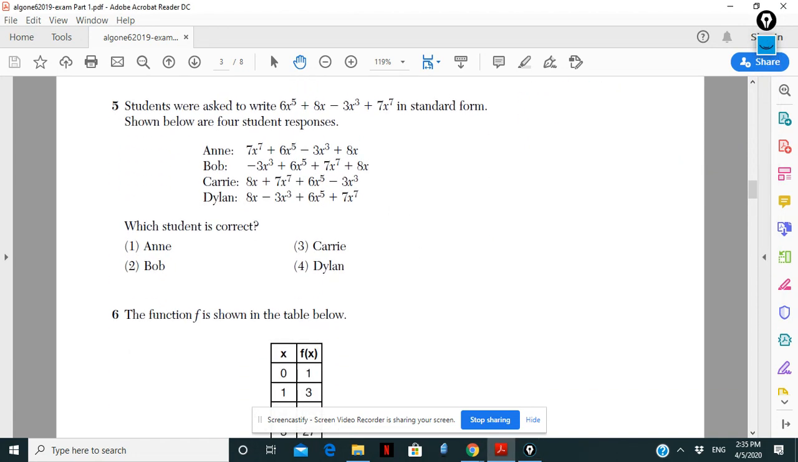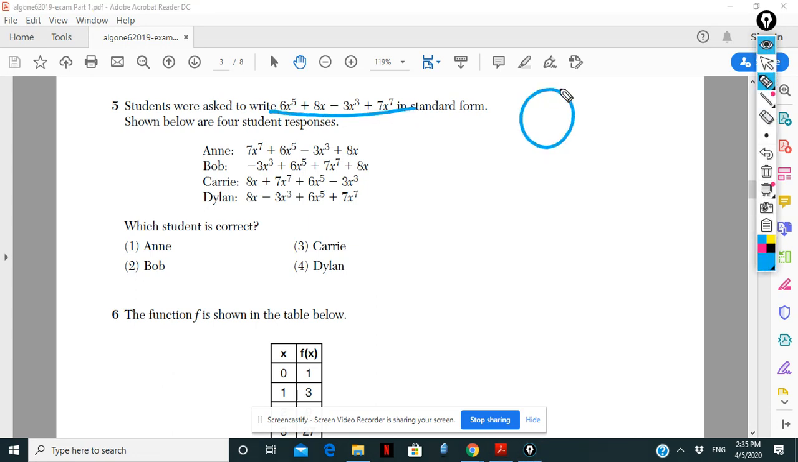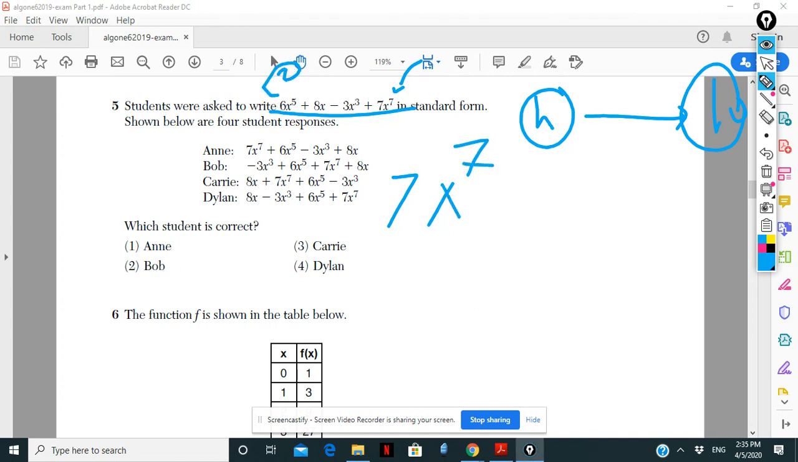Question number 4. The system asks you to write 6x to the power 5 plus 8x minus 3x cubed plus 7x to the power 7 in standard form. Standard form for a polynomial, I start with the highest degree and finish with the lowest degree. So the highest degree here is 7x to the power 7. So I start with 7x to the power 7. After that, there's the second one, plus 6x to the power 5.